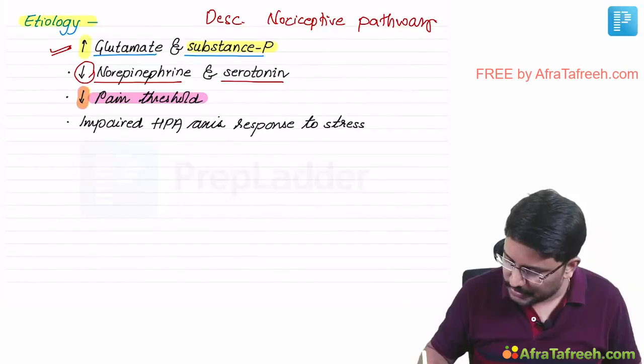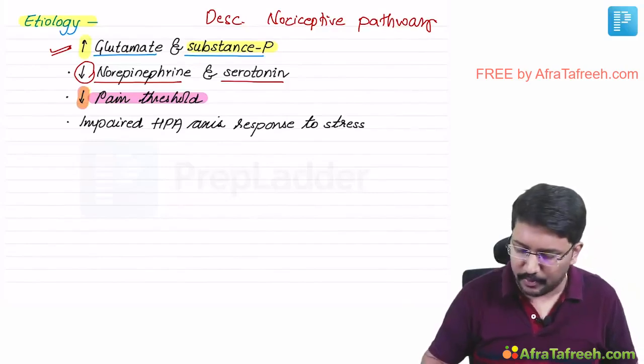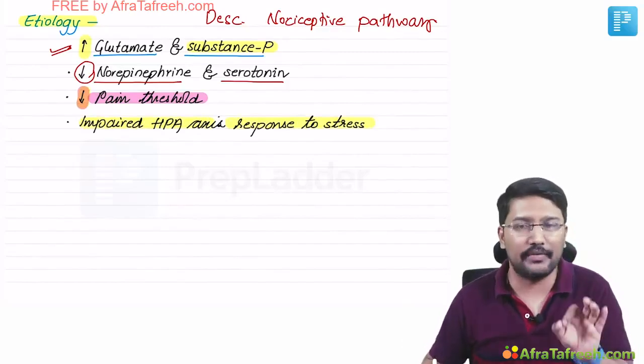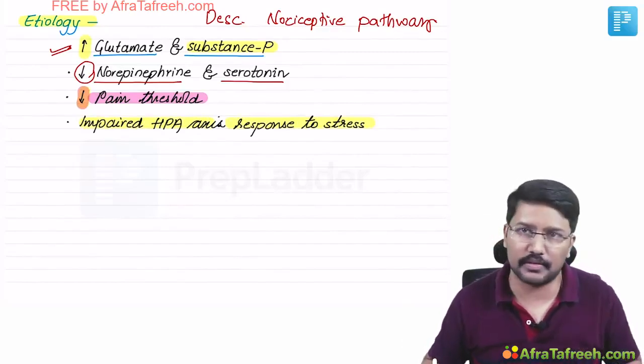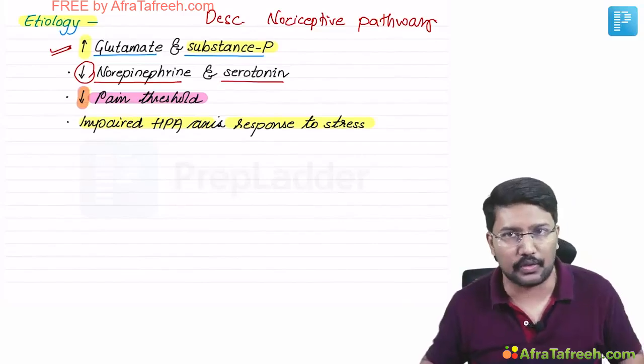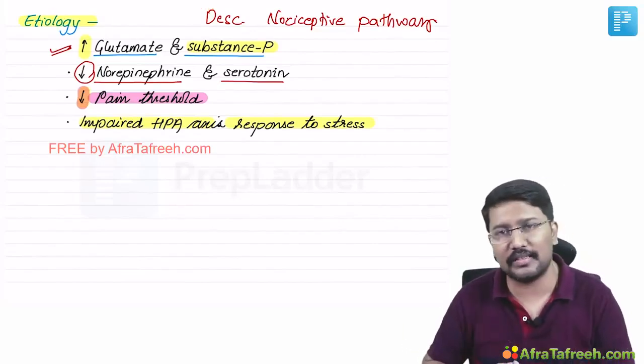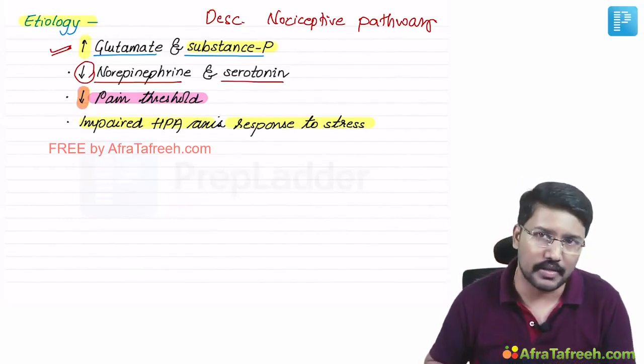And then the last observation from the studies is that they have impaired HPA axis response to stress, and thus they may have a little bit of low cortisol levels. Right? So these are the points to note from the etiology. Exact etiology is not known, but these are the abnormalities that we have come across from the studies.